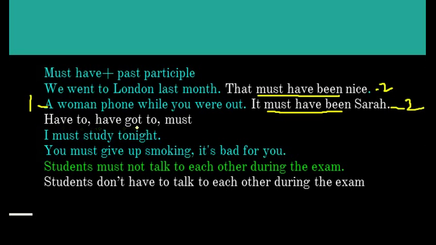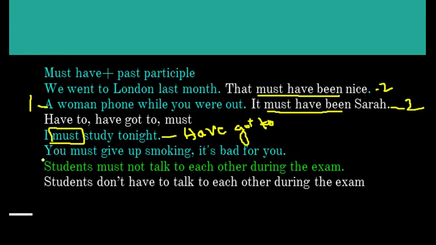Have to, have got to and must have basically the same meaning. They express the idea that something is necessary. For example, in this sentence, I must study tonight. We can remove must and write the same sentence with I have got to study tonight, or I have to study tonight. The sentences will have a similar meaning. They express the idea that something is necessary. Have to, have got to, or must express obligation or duty.